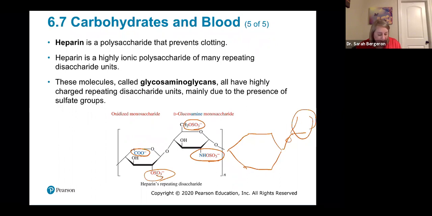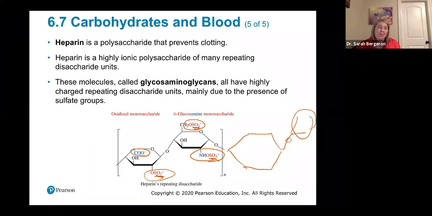So the SO3 is the sulfate, SO3, and that gives it the majority of its charge. And so a lot of times you'll hear people are given heparin if they're at a very, very high risk of having a heart attack, like maybe they're having a heart attack. You need to give them something so that their blood won't clot.